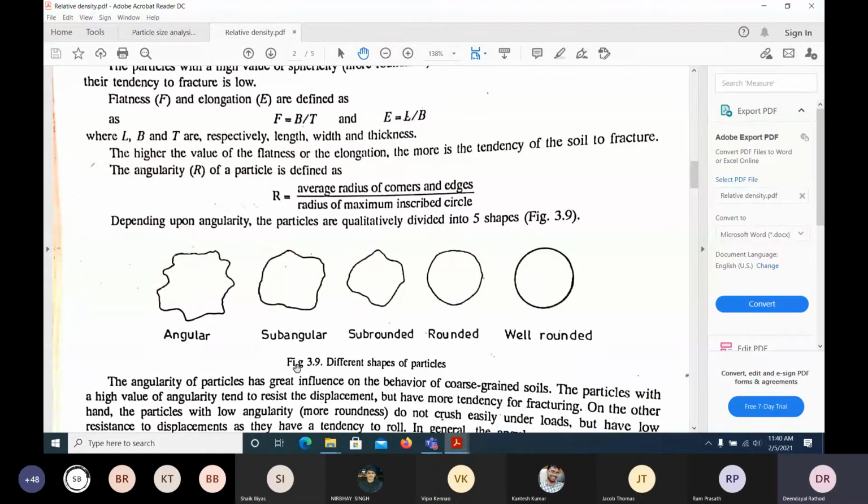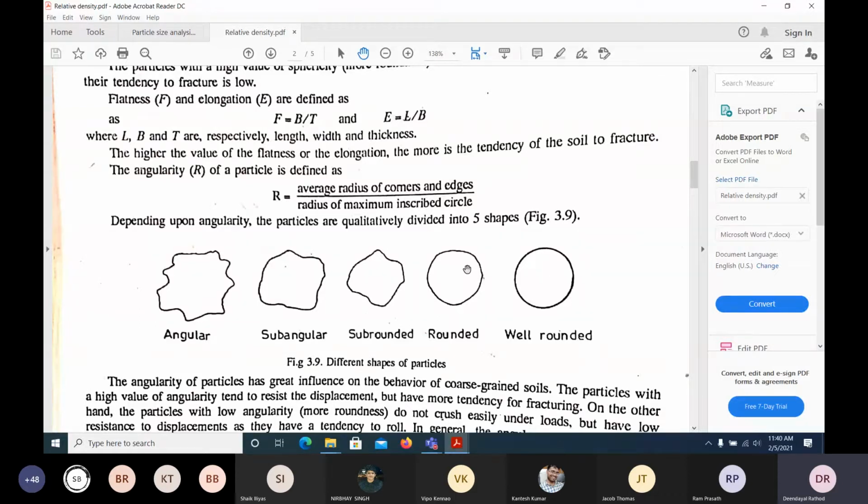Okay, so angular particles are easy to break compared to rounded ones, but they are hard to slip. So it is always better to have angular particles for sand or gravel. Understand? Compared to rounded particles.